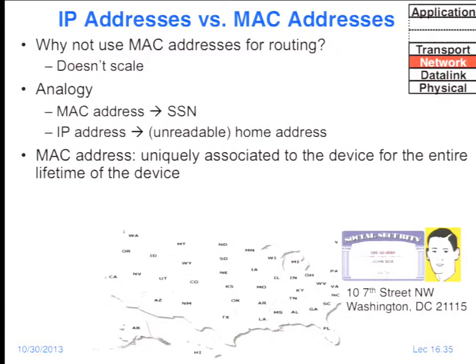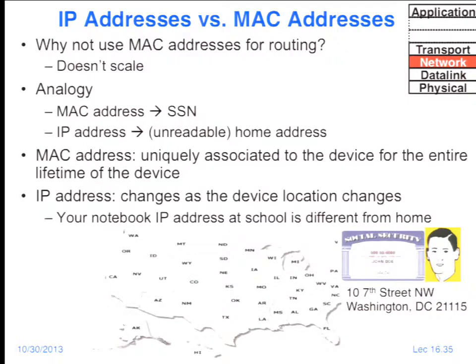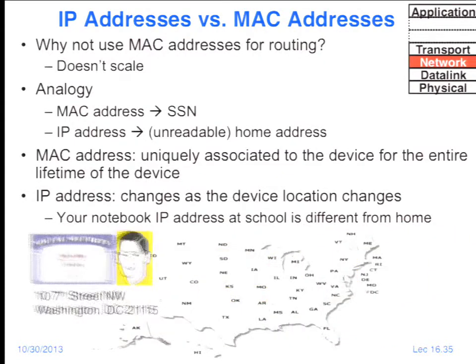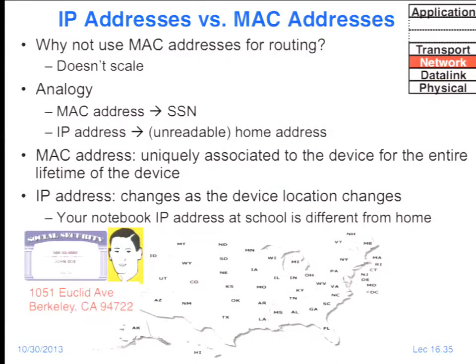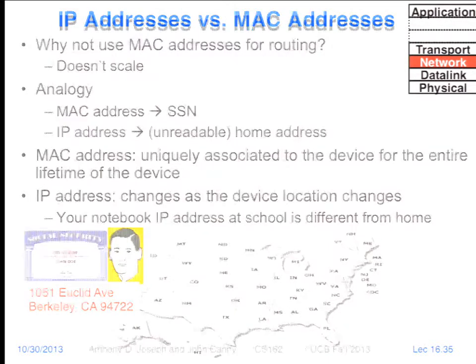The MAC address is supposed to be globally unique, though, so it does allow a unique mapping from IP address to physical address. The IP address, though, can and does change. For instance, if you take your laptop from one geographic location somewhere else on a plane, it's going to need a geographically appropriate address at the other place, so that's going to be different. Imagine as you move around, your social security number is going to go with you, but your address is going to change.